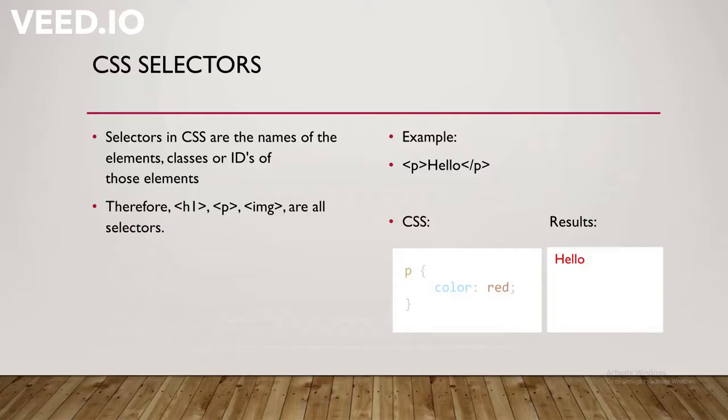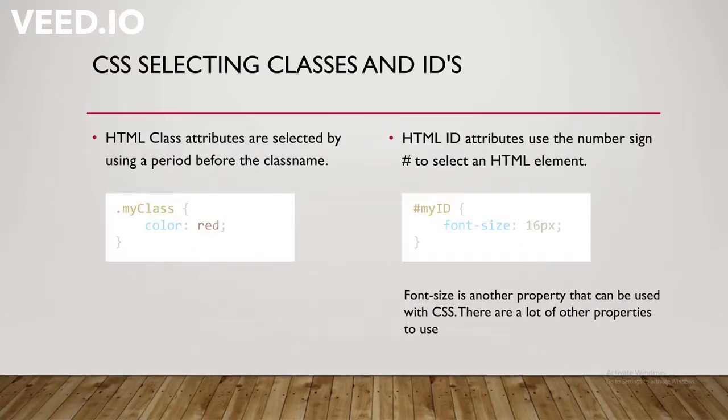So classes and IDs: in order to select elements, we have special syntax that we have to use to select a class and ID. The syntax to select a class would be using a period first, followed by the class name. In this case, it's my class. And to select ID attributes, we want to use a number sign, or you can call that a hash sign if you want, and then the ID name. And in this instance, we're creating a font size of 16 pixels.